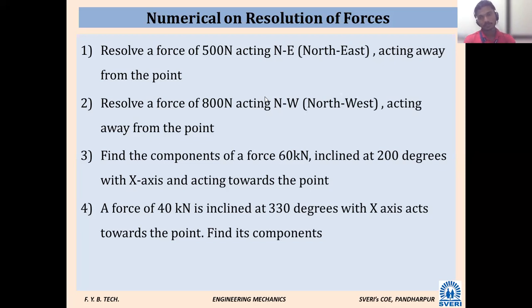North, south, east, west. North, south, east, west. Is it east, west, or west, east? How is it?